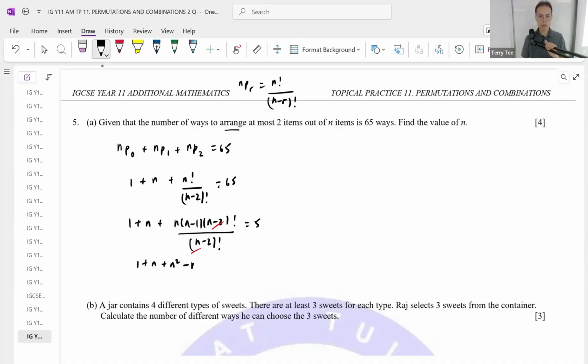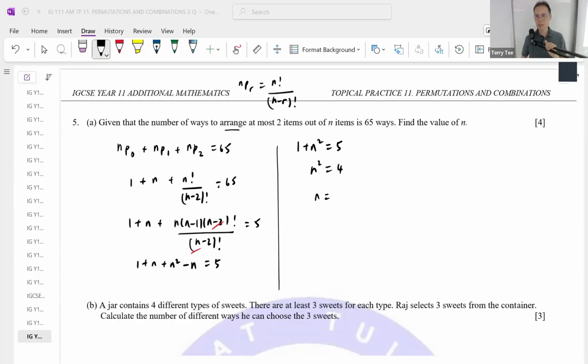It's actually a quadratic, but the n squared is there, and the n cancels already, so it's quite easy. You're left with 1 plus n squared equals 5. Yeah, very easy, n squared is 4. I made a mistake here, sorry.